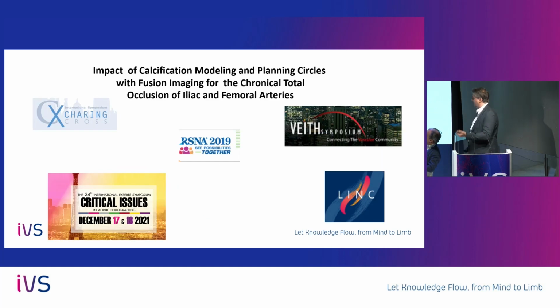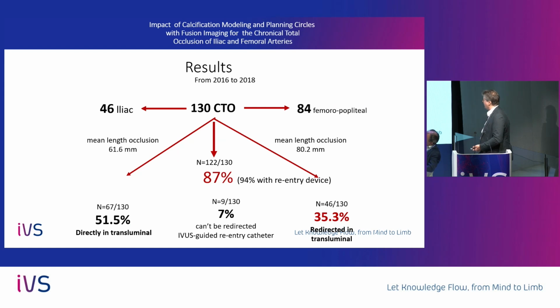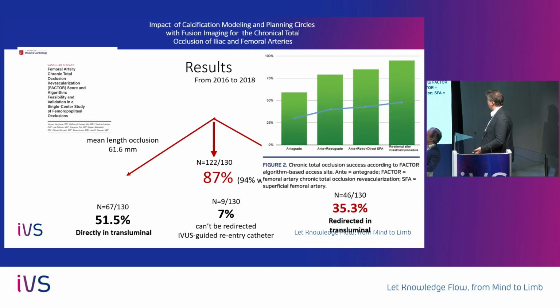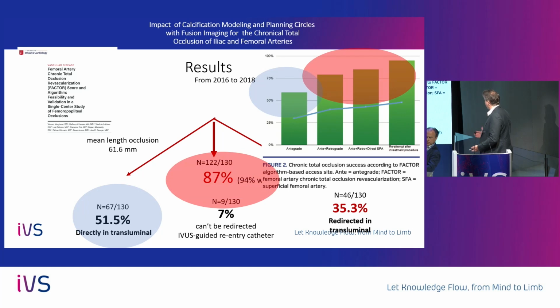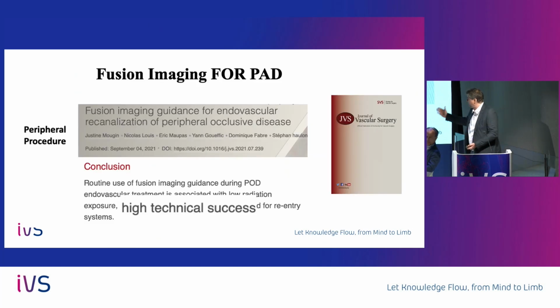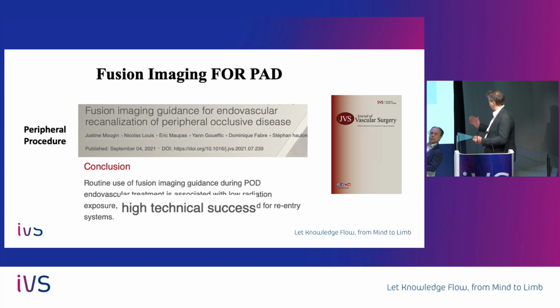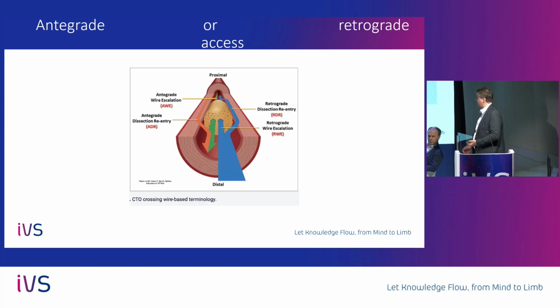We presented this approach at major congresses. We have our results. This is all results, but what can we see in these results? When we navigate directly with no redirection, it's the same as in the literature, and we have the same rate of avoiding a retrograde approach. And it has been published. Now it's clear: you need to perform fusion imaging. You need to have a CT scan.